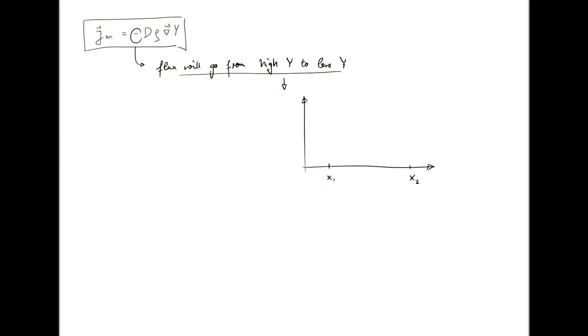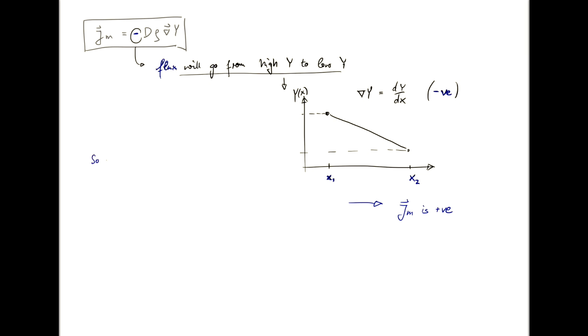x1 to x2, then our mass fraction, if that's a function of x on the vertical axis, and then we go from a high value to a low value, and in this case the gradient of Y is just dY by dx, and this is negative since we're going downhill, but we want our flux to be positive in this direction. Jm needs to be a positive number as we increase x, so to balance out the negative sign from the gradient you need another negative sign in your diffusion law.